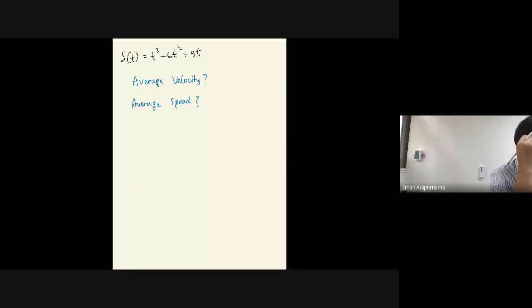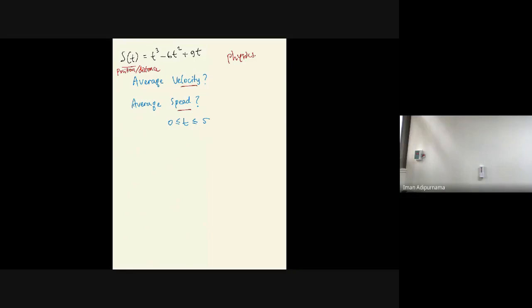What's important from this application? It's physics, okay? Having the velocity and speed. Of course, if you see any s, it's position or distance. So it's asking for the average velocity and average speed when t is from 0 to 5. First, you need to know the difference between the velocity and speed.